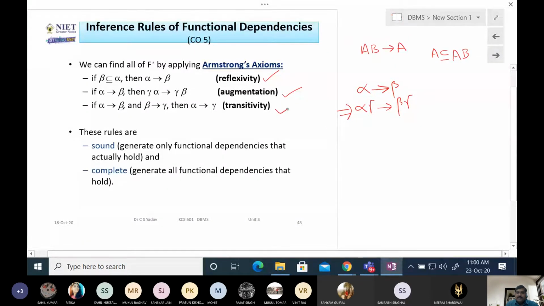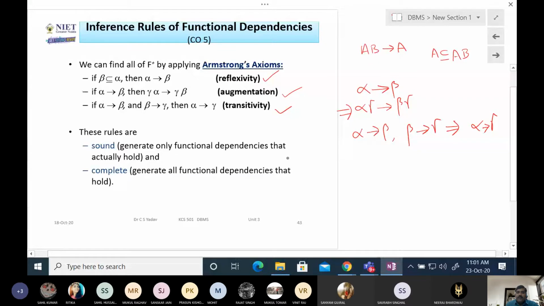Then third rule is transitivity rule. As you all know, if alpha determines beta and beta determines gamma, this implies that alpha determines gamma. And if transitive dependency occurs in R, then we will remove that transitive dependency to transform that relation into third normal form. So this is called transitivity rule.